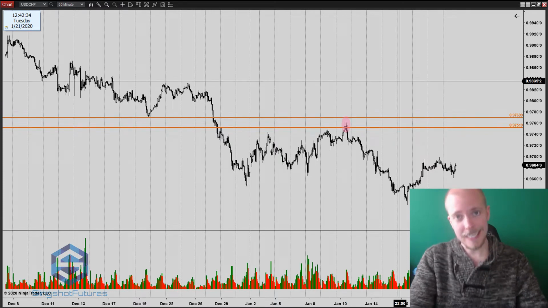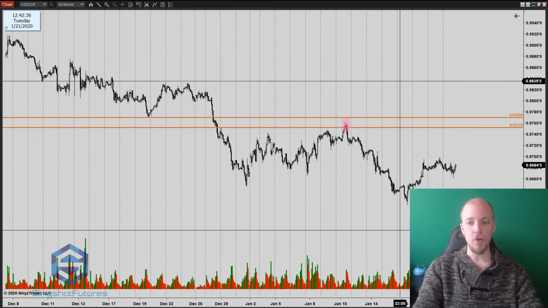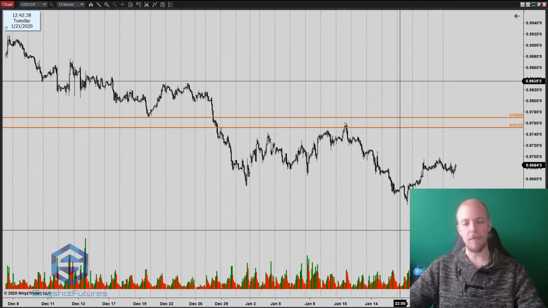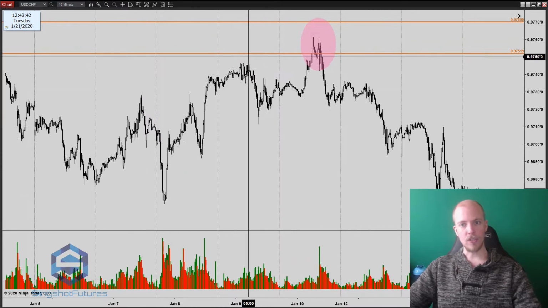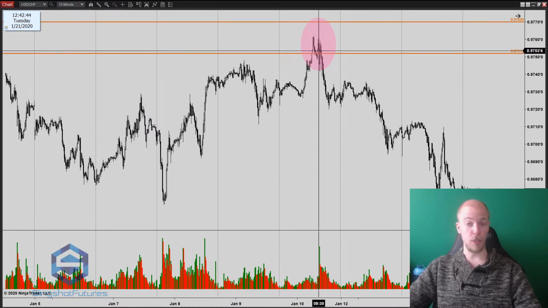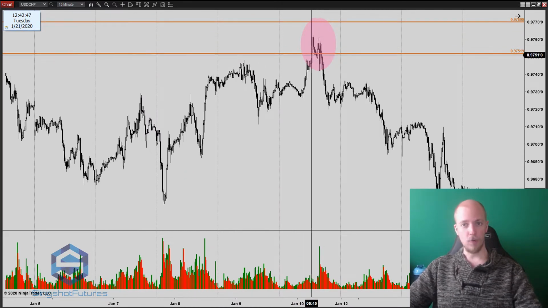Now, right now, we're looking at a 60-minute chart, but what we want to do is zoom in even closer. We'll start off with a 15-minute chart and kind of work our way in to give us an idea of what we're looking at. Right, so the market comes up in, and it gives us a beautiful example of what we're looking for.